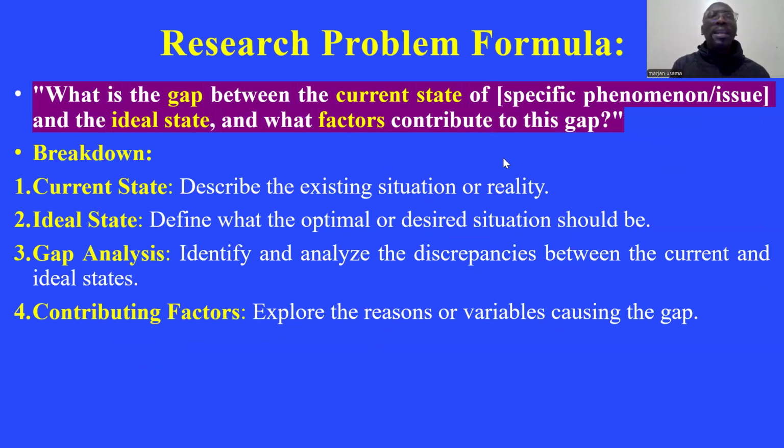And when you are formulating the research, there is what is known as the research problem formula. This is very important. I need you to understand this. So the research problem formula is: what is the gap between the current state of a specific phenomenon or issue and the ideal state, and what factors contribute to this gap?